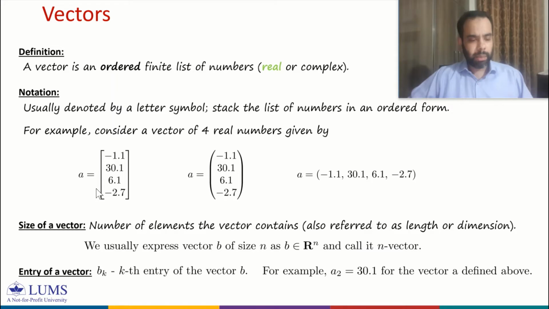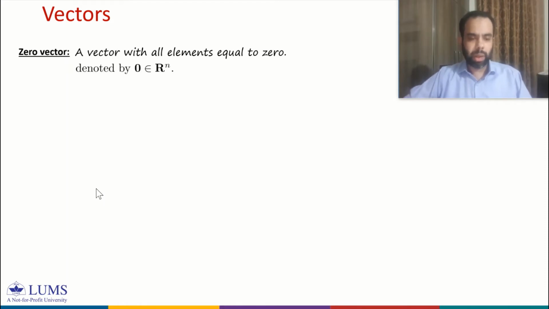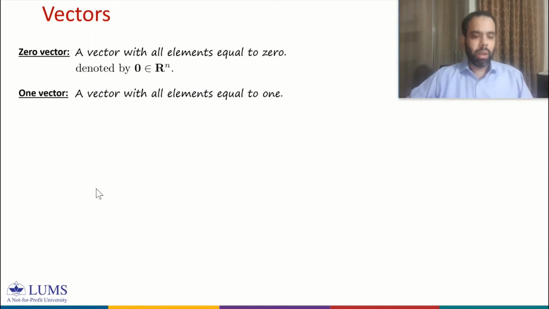So let's also define some special vectors. We begin by defining the zero vector. A vector in which all entries are zero, as the name suggests, we call it the zero vector, and we denote it by 0 that belongs to Rn. So it can be in R1, it can be in R2, it can be in Rn. We also define the one vector. As the name suggests, if all elements are equal to 1, we denote it by bold 1 that belongs to Rn.